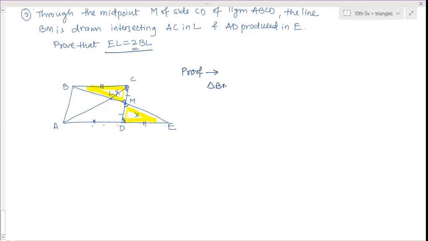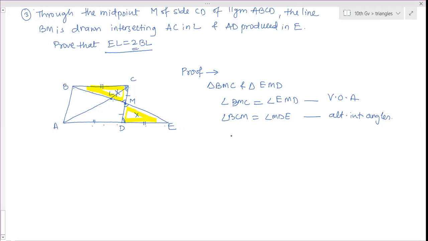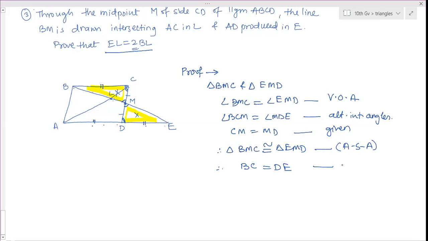Proof: triangle BMC and triangle EMD. Angle BMC is equal to angle EMD, vertically opposite angle. Angle BCM is equal to angle MDE, alternate interior angle. And CM is equal to MD, given. Therefore, triangle BMC is congruent to triangle EMD by ASA congruency, and therefore BC is equal to DE by CPCT. Also, BC is equal to AD, opposite sides of parallelogram.